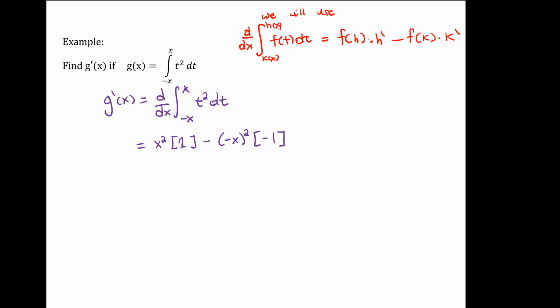So directly using the formula that's up above, I'll label the pieces here. So this has f of t equals t squared, h of x equals x, and k of x equals negative x. So that's the above formula with those inputs. And if we simplify, we get x squared, negative cancels, plus x squared, we get 2x squared. Okay, that'll be our answer.